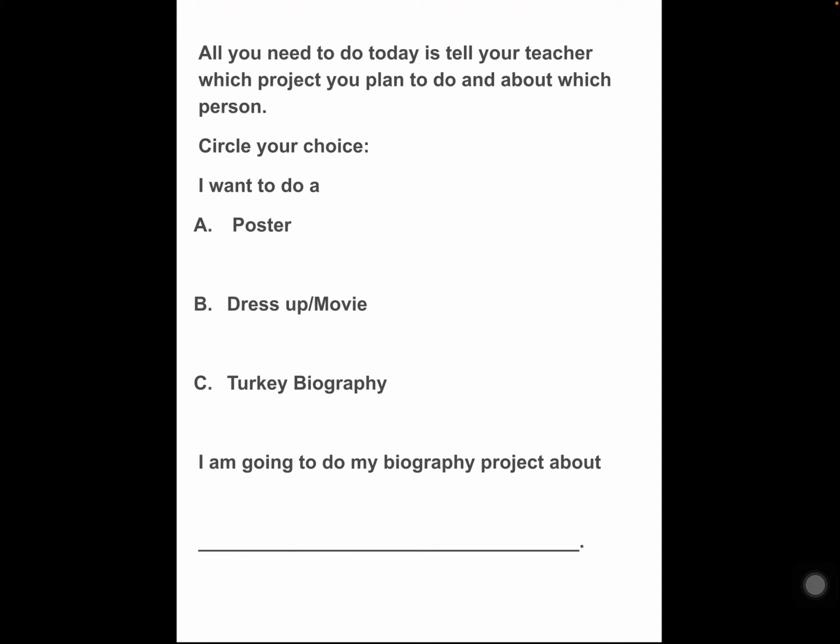So remember, for Monday, for today, all you need to do is circle your choice. I want to do a poster, or I want to dress up and do a little movie, or I'd like to do a turkey biography. That means you decorate a turkey. And I am going to do my biography project about, and here you write the person's name. You can do your biography about someone that we have already learned about, or you can do your biography about someone you would like to study and learn about.